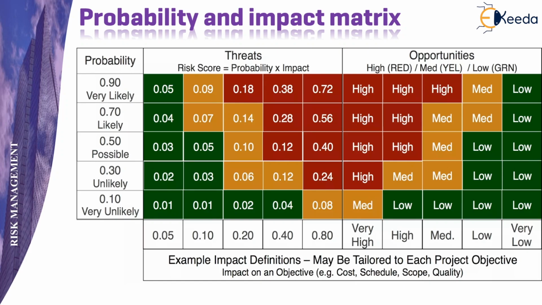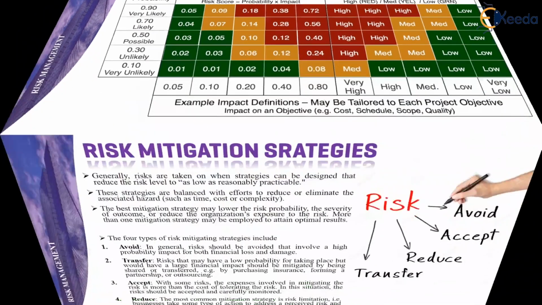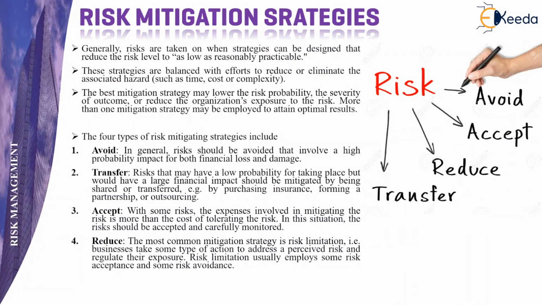Once this matrix is prepared, the risks can be easily visualized, showing where and in which category they lie, and according to the understanding of the management, different risk mitigation strategies can then be decided upon. Generally, risks are taken on when strategies can be designed to reduce the risk level to as low as reasonably practicable.